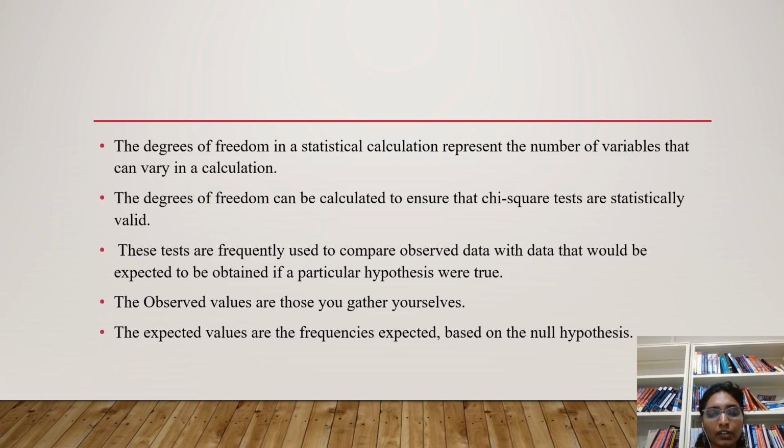The degrees of freedom of a statistical calculation represent the number of variables that can vary in the calculation. For the observed values, how many values are given? That is called n, and n minus 1 is the degrees of freedom. Otherwise, if there are two categories, the degrees of freedom will change to r minus 1 times c minus 1, where r is row-wise and c is column-wise. So that will be changed.